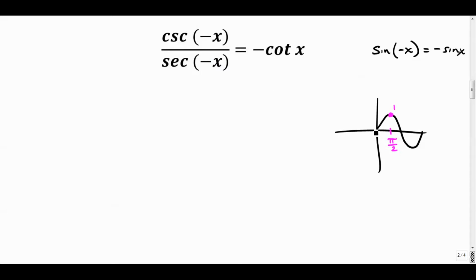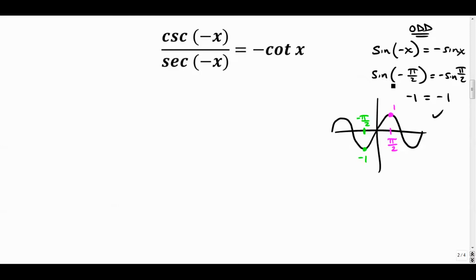Well, if we go over here to, well, that's not a very good drawing, but if we go over here to negative pi over 2, I'll draw it in green, negative pi over 2 is negative 1. Right? So if we replace x with pi over 2, we can see that it works. The sine of negative pi over 2 is negative 1, and the sine of pi over 2 is 1 with a negative in front. All right, that's what we call an odd trig function.